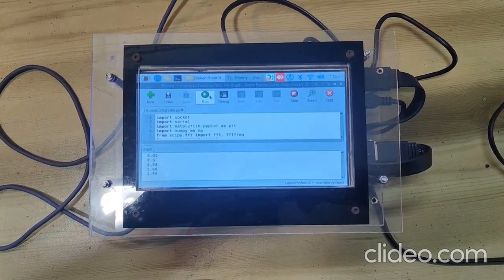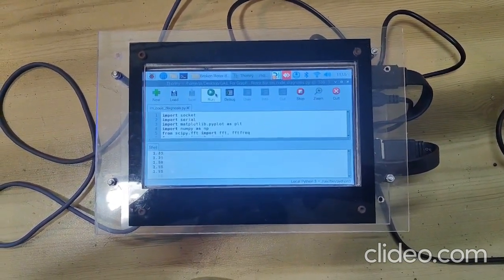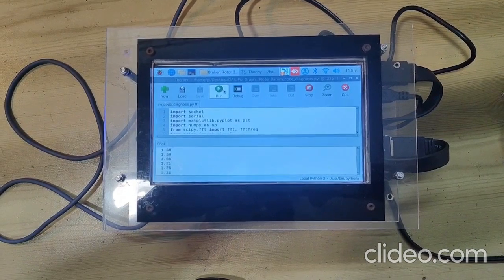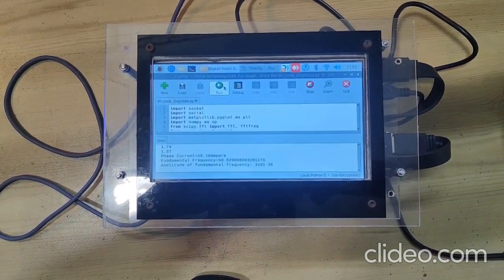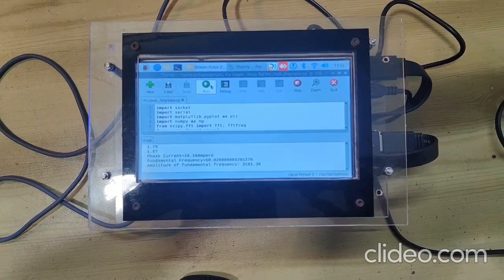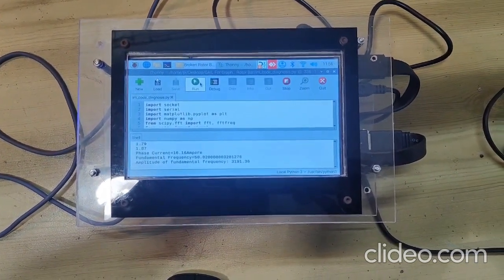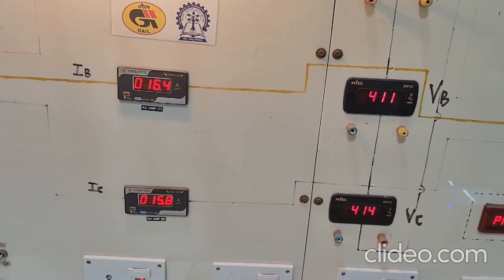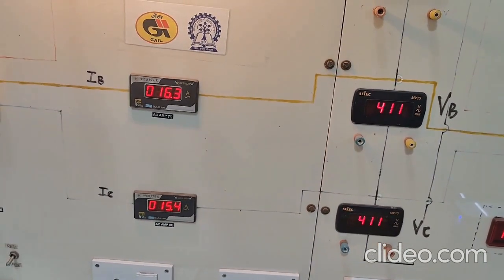You can see in real time the current is collected. The phase current is 16 ampere, the fundamental frequency is 50 Hz, and the amplitude of the fundamental is 3191. It is completely matching with the current generated in the experimental setup as well.